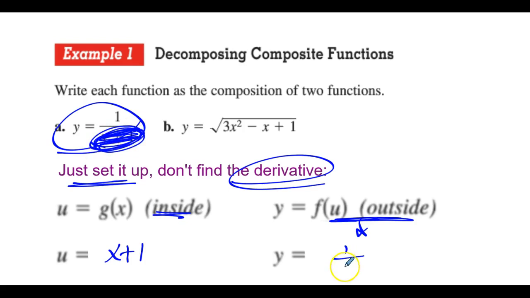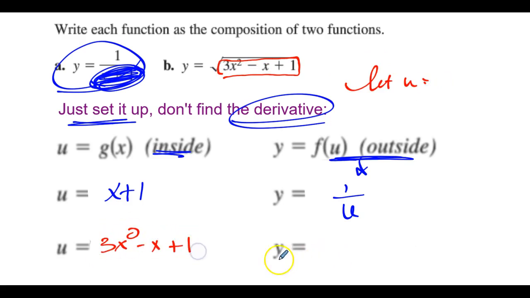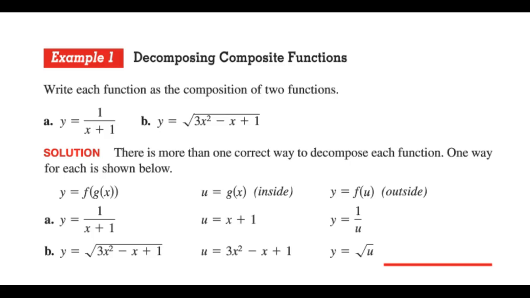And there's the something, 1 over u. And you let u be the inside function. So for part B, I would probably let, again, the inside function, this guy right here, this is inside the radical. So I'd probably say let u equal, well, there it is right down here, let that be the inside function. And then y with the outside function would just be the square root of u, which we will probably write as u to the 1/2 because it's a lot easier to take the derivative of u to the 1/2. So there's some answers to this.